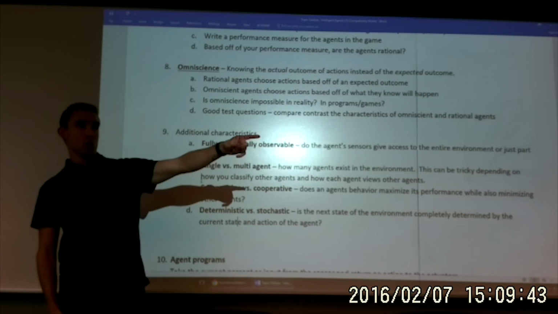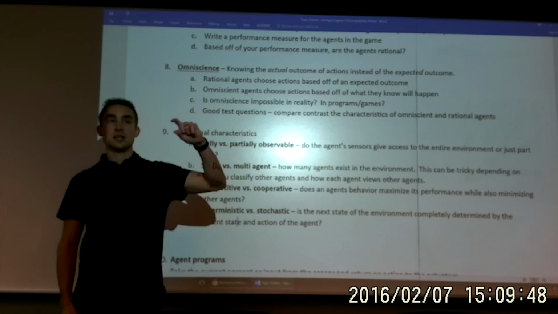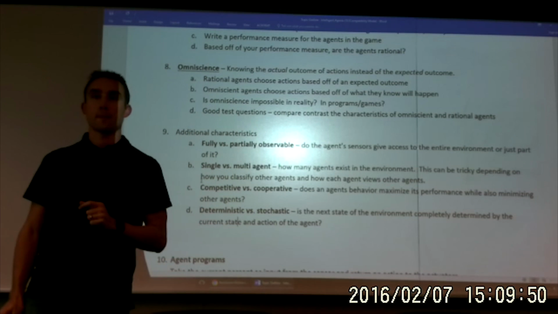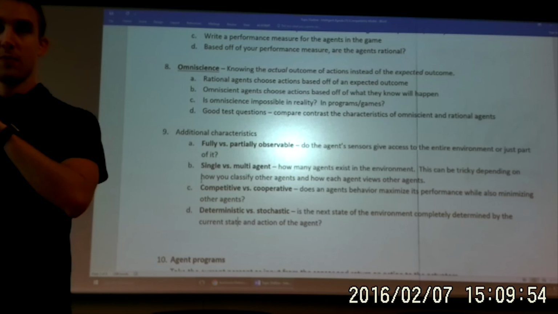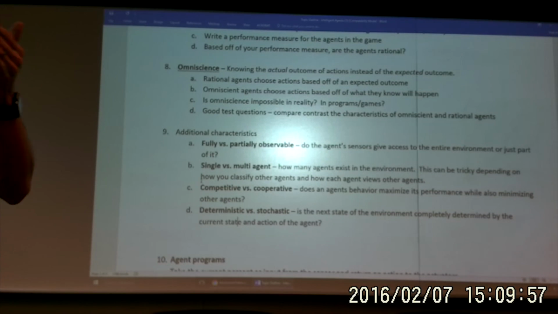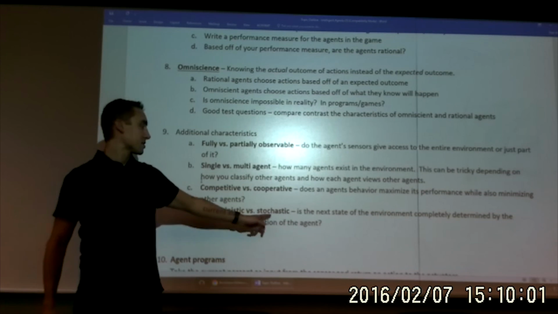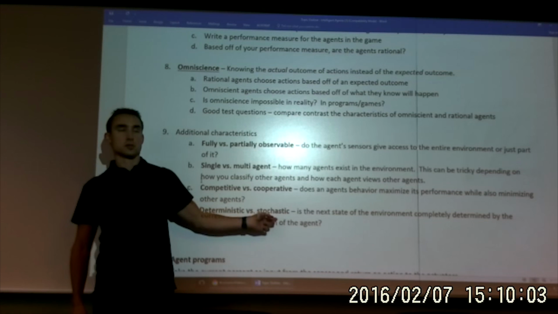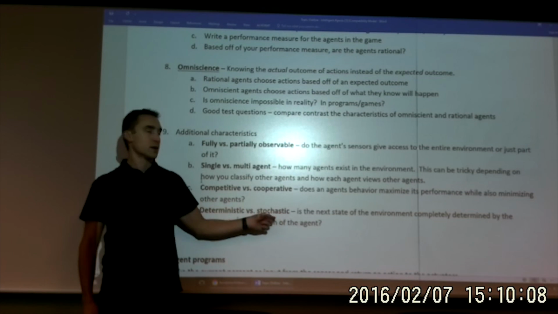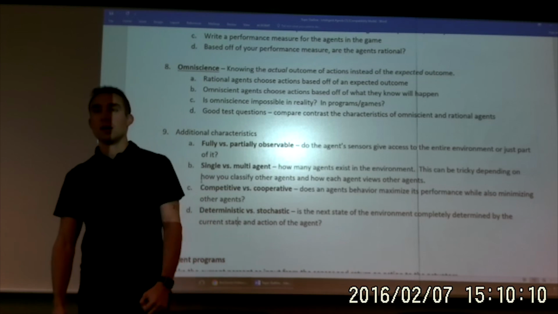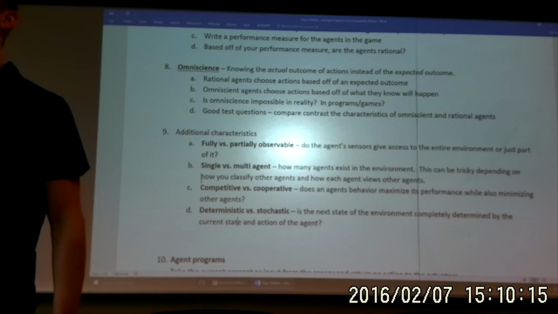In the vacuum world that we looked at, where there was just two tiles and it moved back and forth, is that deterministic or stochastic? Deterministic. There's no chance of failure. Given an action, we always know what's going to happen. Stochastic, it might help you to think this is random. There's elements of randomness here in stochastic environments. Elements of randomness or uncertainty. Things that we don't necessarily know about.